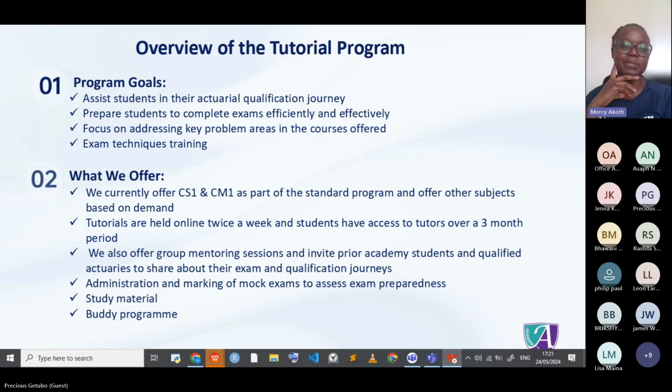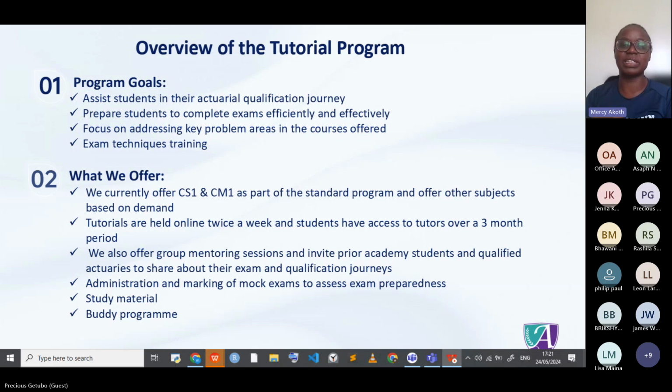In terms of the frequency of the program, the sessions are held twice a week, and the students will have access to the tutors over a 3-month period. And Brian will take us through the schedule for the September intake.